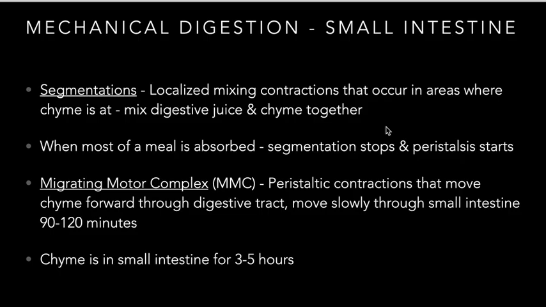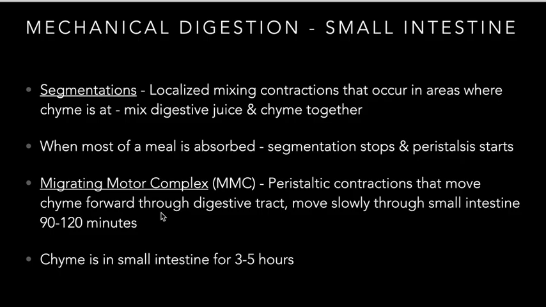So we're going to do this in the small intestine, right where the food is, mix everything up, and start breaking it down. Once we've absorbed most of what we've broken down, these little mixing movements will stop and peristalsis will start. So we'll start being able to move the leftovers into the large intestine. This is in the form of a migrating motor complex. These are large peristaltic contractions that are going to move your chyme forward through the digestive tract.